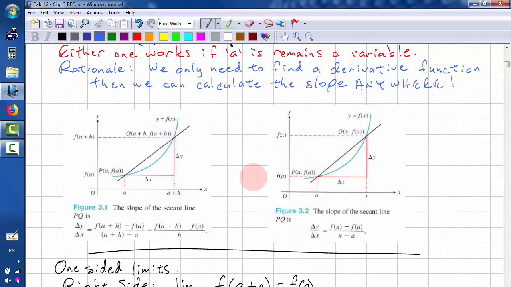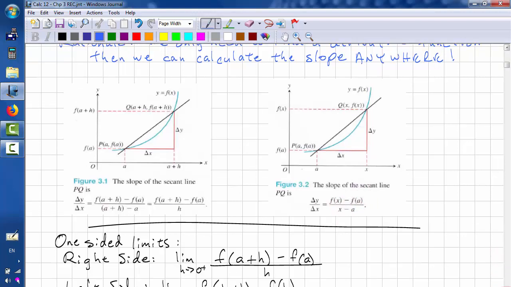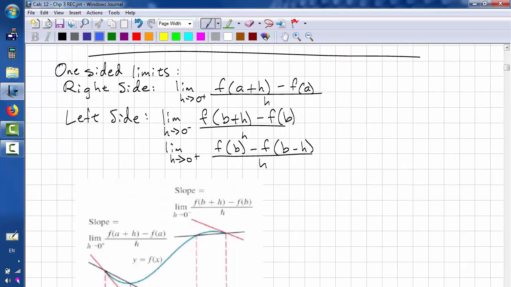And here's the two ways of viewing those derivatives. This is the first one, and this is the second one. So we have f of a plus h minus f of a over h, and f of x minus f of a over x minus a. And we have one-sided limits. So you can take the limit from the right or from the left. There's two ways to view taking the limit from the left. We can have h approaching 0 from the left, or we can have h approaching 0 from the right.